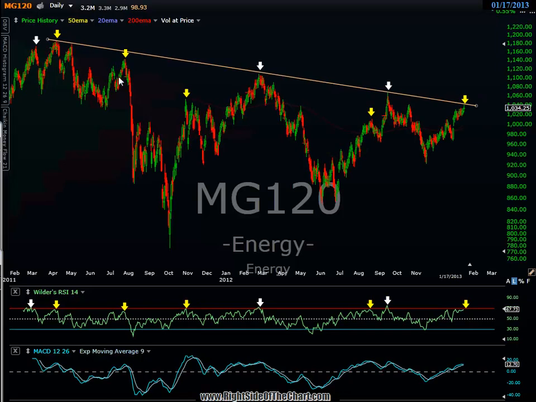And now zooming down to the daily time frames, let's take a look here at a couple things. This is a daily chart going back to early 2011, so we're looking at at least 2 years in history here.